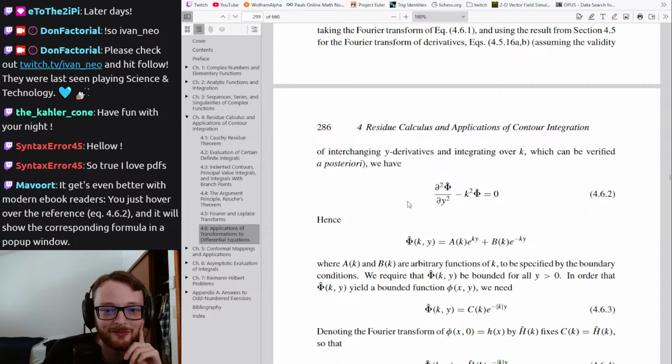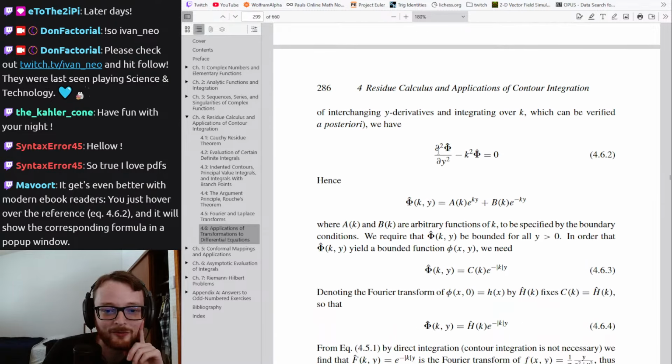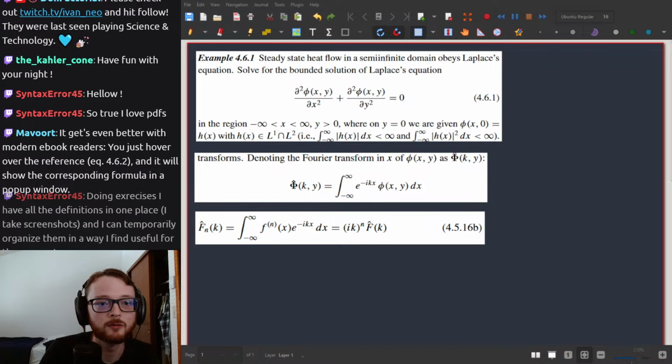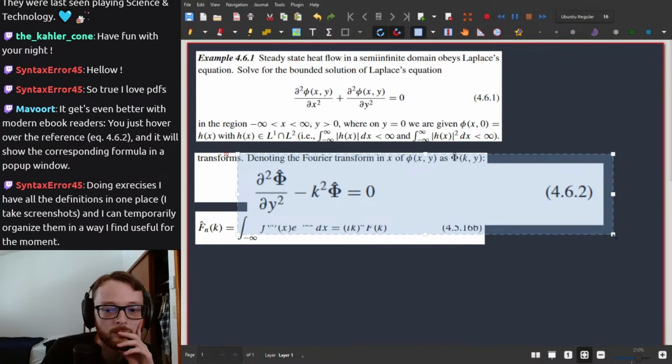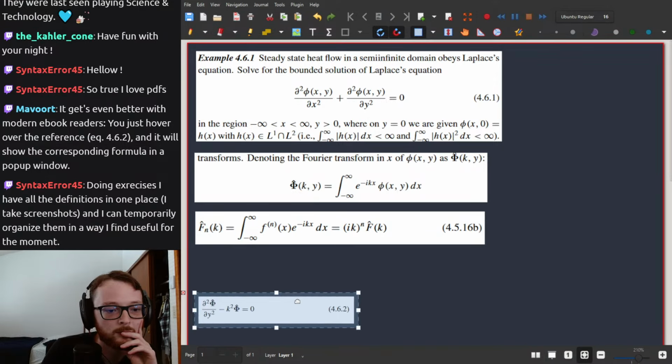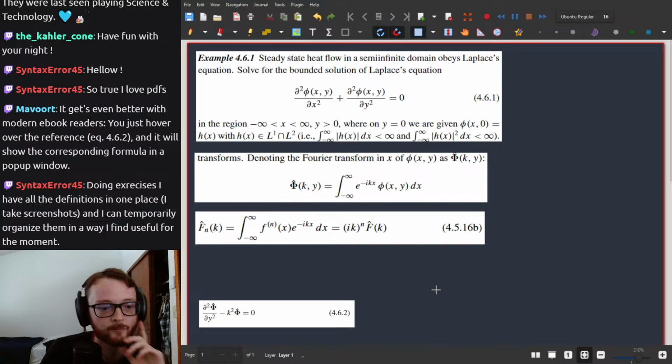Okay, and so now let's get to this equation. It should be easy, but let's fill in that gap. Doing says I have all the definitions in one place. You take screenshots, can temporarily organize them in a way I find useful for the moment. That's true.